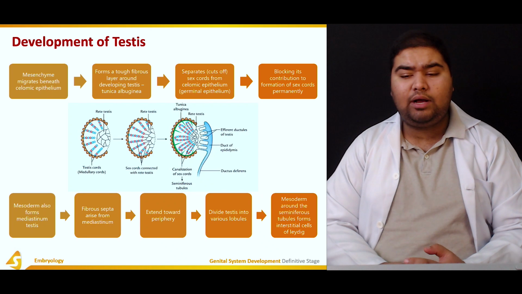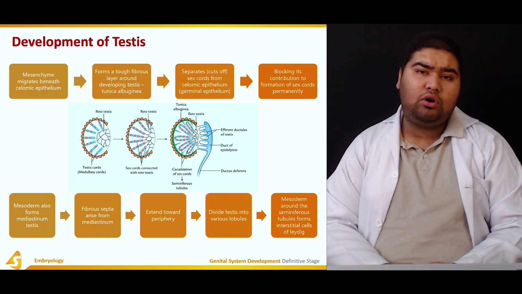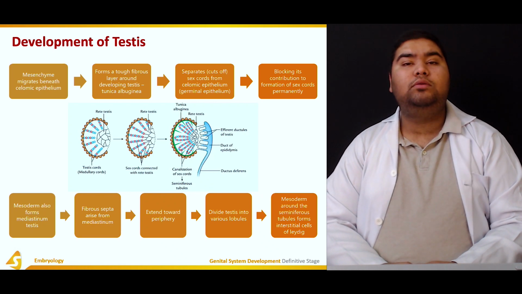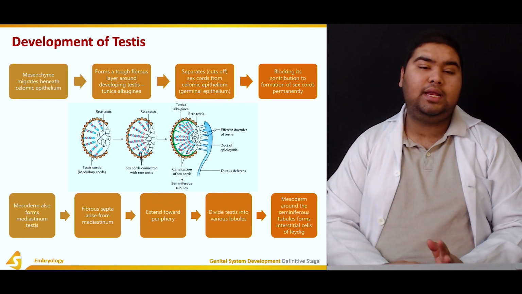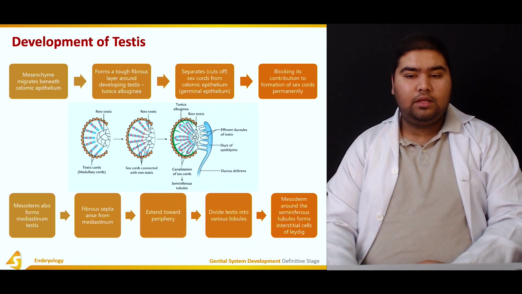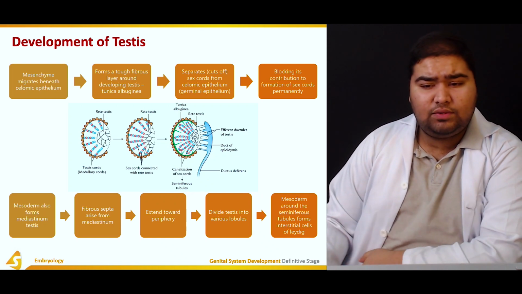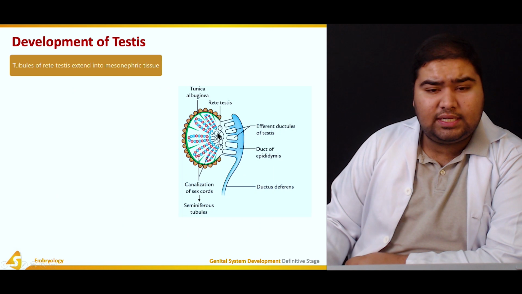Now the mesoderm around the seminiferous tubules forms the interstitial cells of Leydig. So this is what is actually happening and how the development of testes takes place. So now the tubules of the rete testes. These cells were the cells of the rete testes.